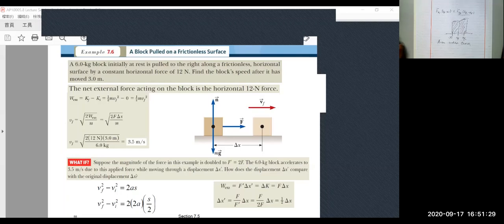Okay, sorry. Now we have this next example, which is also a work kinetic energy theorem example, just the interconversion between the work and the kinetic energy change. So I would not once again go into the details because that is quite straightforward in terms of the application of the kinetic energy.